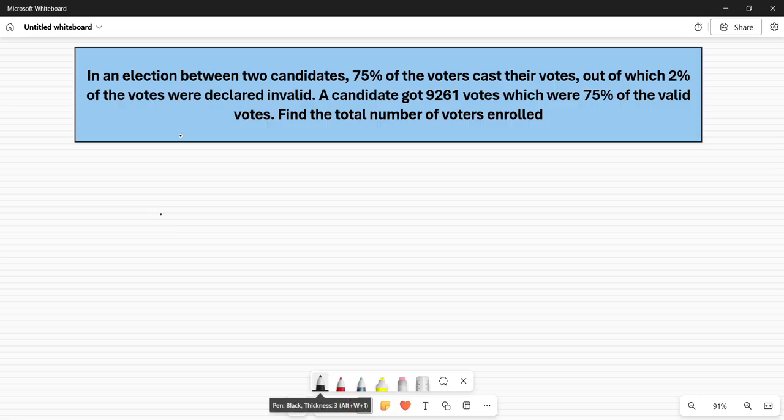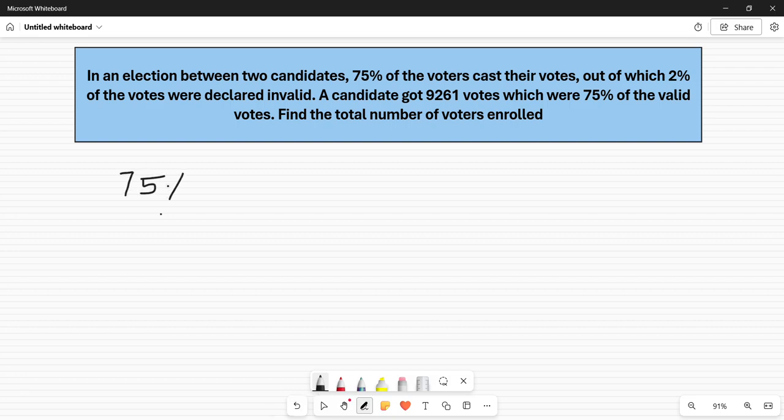In an election between two candidates, 75% cast their votes, out of which 2% were invalid. A candidate got 9261, which were 75% of valid votes. Find the total number of voters. So here the information is given a little bit in a different way.